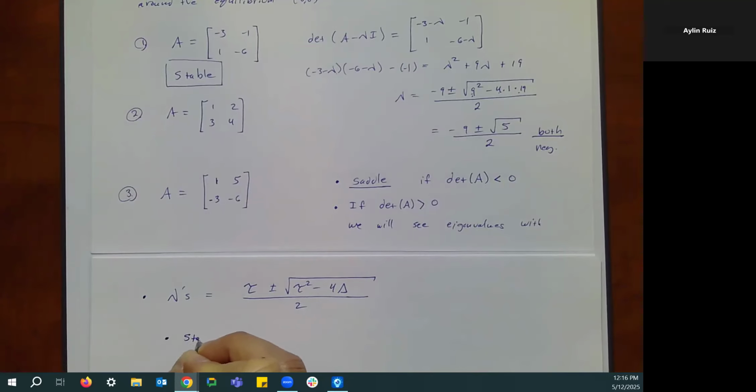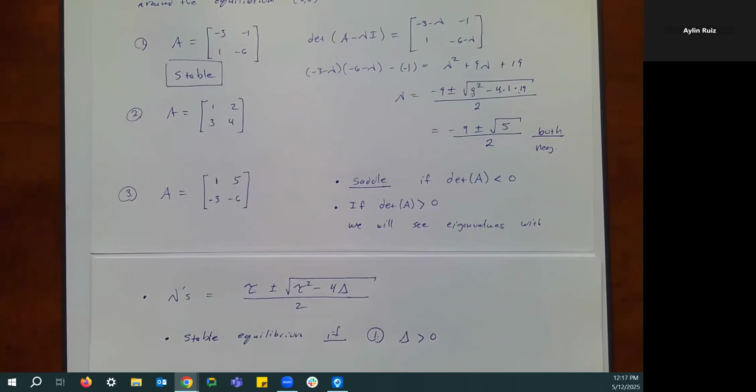We have stability, or a stable equilibrium, if both the determinant is positive, right? Because if the determinant's negative, we get a saddle.